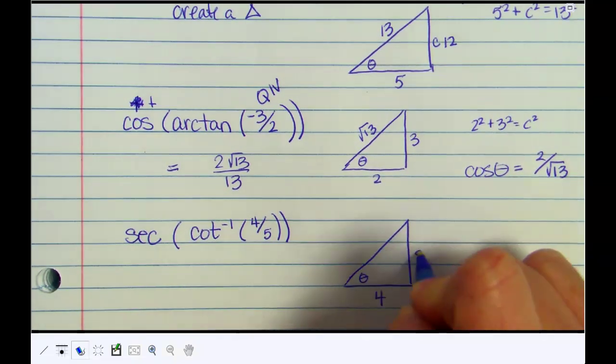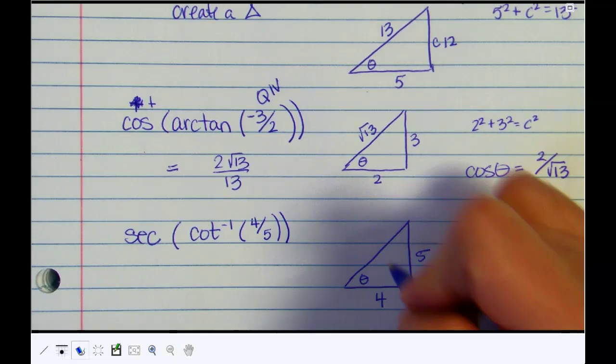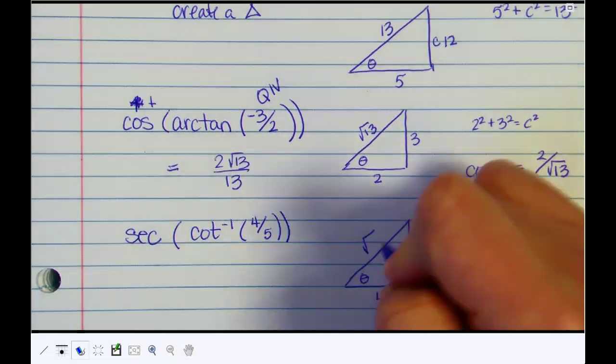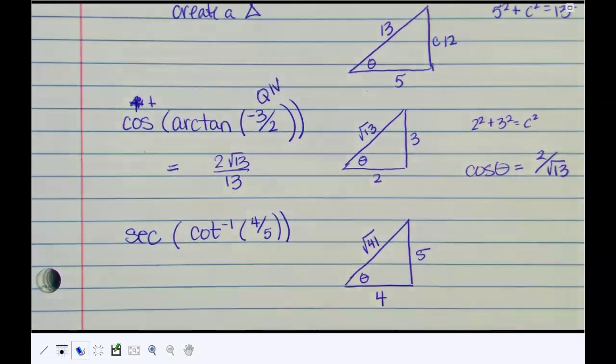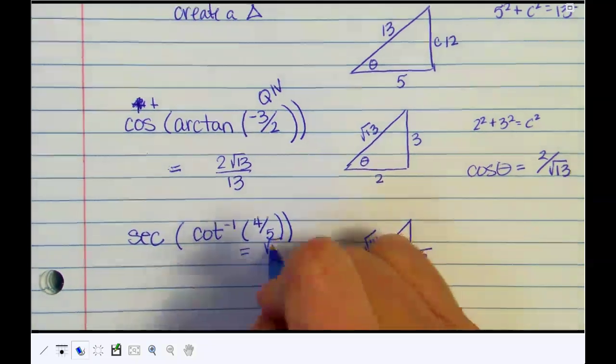Adjacent over opposite. 4, 5, 6. No. Square root of 41. What number? 7. Nope, exact value. Square root of 41 was correct. Secant is hypotenuse over adjacent, right? Yeah. Okay, so square root of 41 over 4.